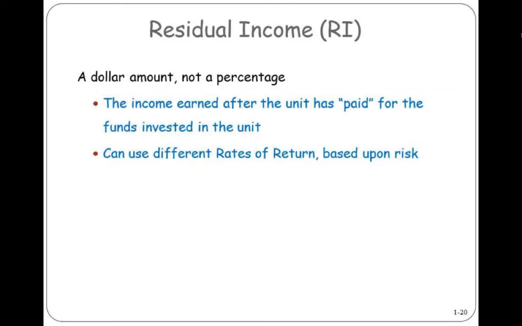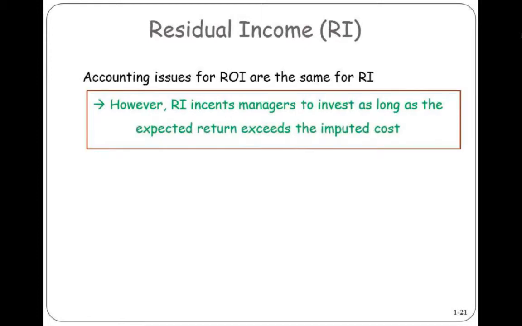The only thing I'd say here is a nice part of this is, as you have different units with different risk profiles, you can have a different required rate of return. And therefore, you can judge different units based upon their various risk profiles. So that is an advantage of residual income. However, all of the accounting issues we saw before stay with residual income. Capitalization issues, inventory issues, LIFO versus FIFO, depreciation issues.